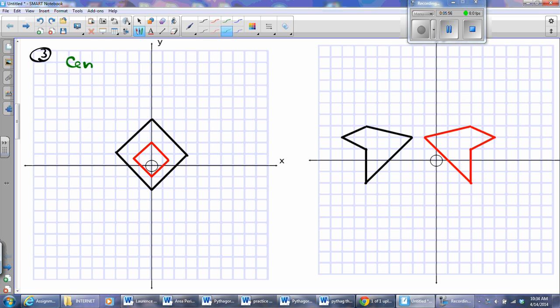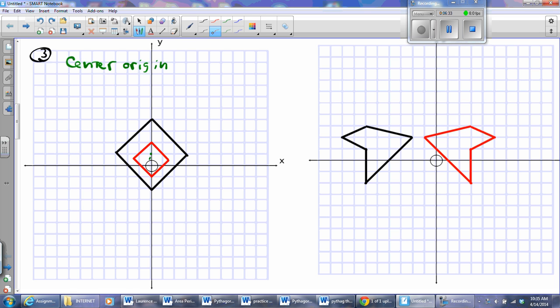I think the center was the origin. Yeah, the center is the origin. And let me count the diagonals. Let's see, this went 1, 2, 3, 4, 5, 6. And the right one went 1, 2, 3. Big one was 6, little one was 3. Across, 1, 2, 3, 4, 5, 6. This one's hard to count because it's not even, but there's a half, 1 1/2, 2 1/2, another half makes 3. 6, 3 again. Very interesting.